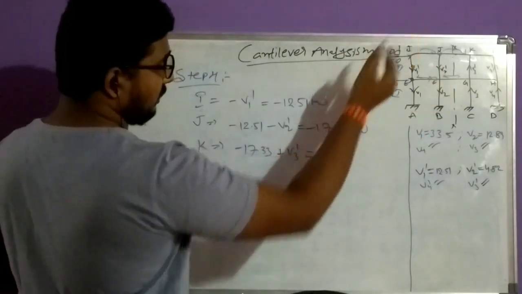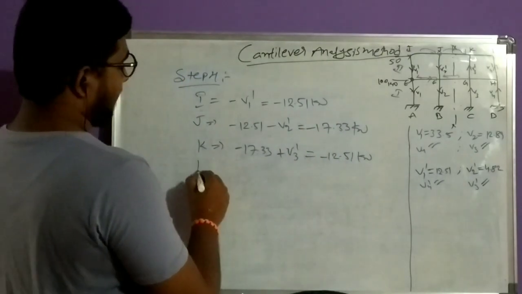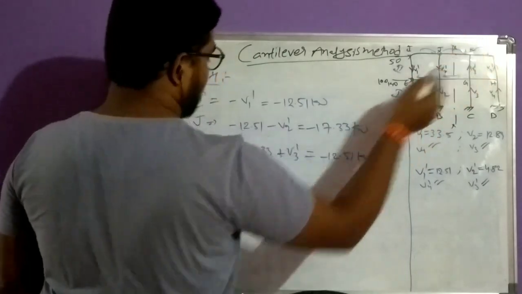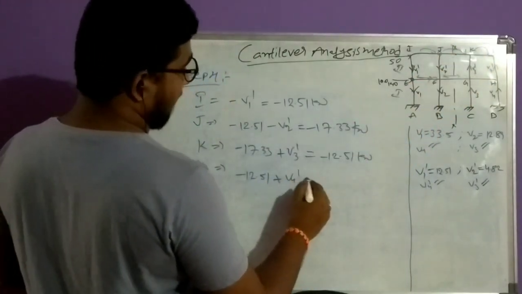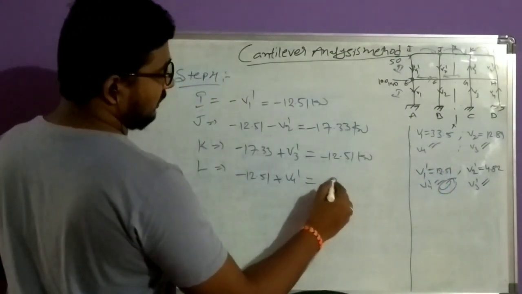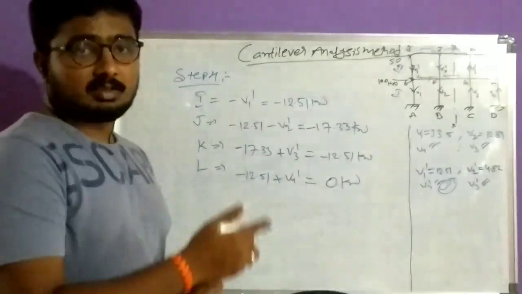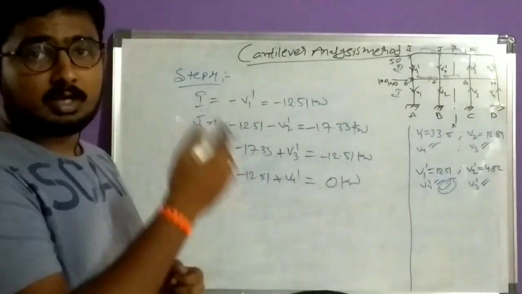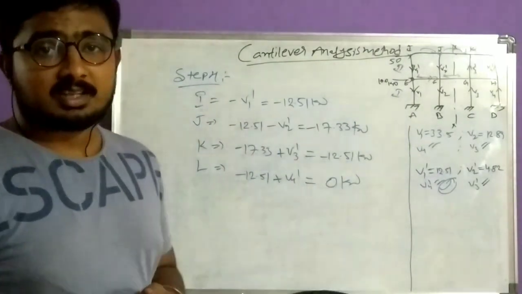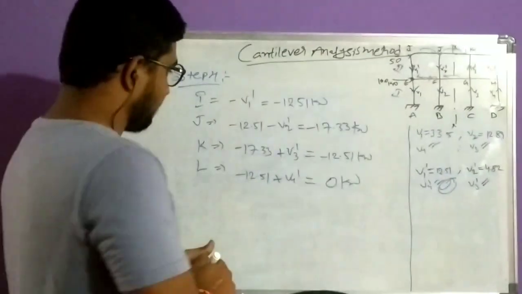And at the junction K, you will consider this 17.33 acting at this junction also, and plus V3 dash coming towards the junction K. So we will get minus 12.51 kilonewtons again. And at the junction L, this minus 12.51 will act at this junction also, and plus V4 dash. V4 dash is also 12.51 kilonewton, we know this value. So this will become 0 kilonewtons. In this way, we have calculated the shear forces in all the beams in story 1 and story 2. In the next step 5, we are going to calculate the bending moments in the beams. So we will see the bending moment calculation in the next step.